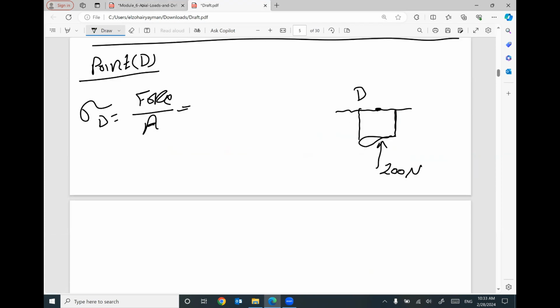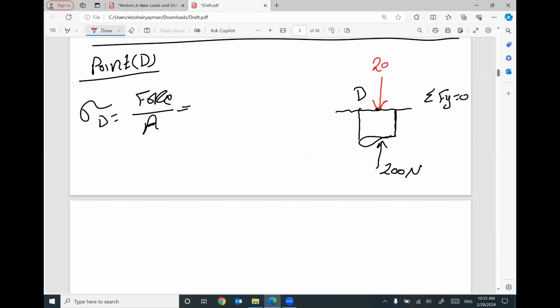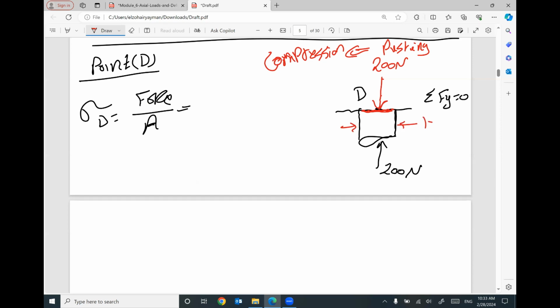So if you apply summation F of y equals 0 to make sure we have equilibrium, we must have a force like this, equal to 100 Newton. This force, with this direction related to this part that you drew, is pushing. So it will cause compression. And the diameter of this part is 100 millimeter. So your force will be negative 200 Newton, compression.